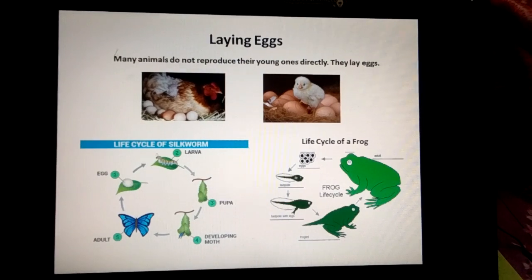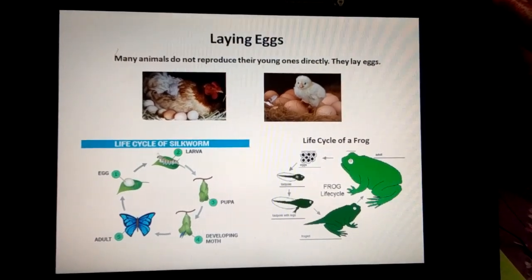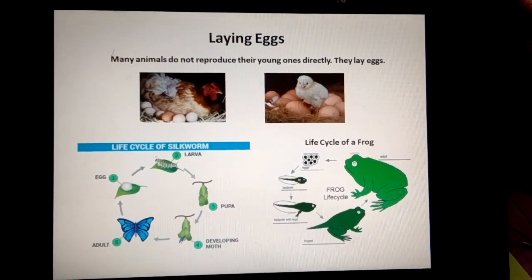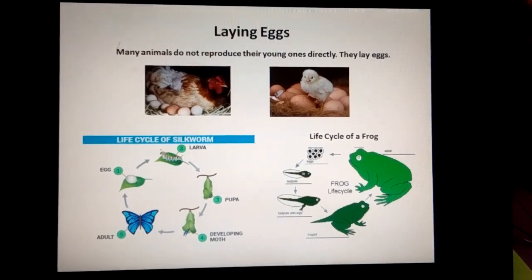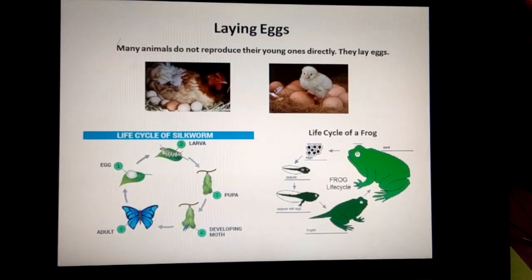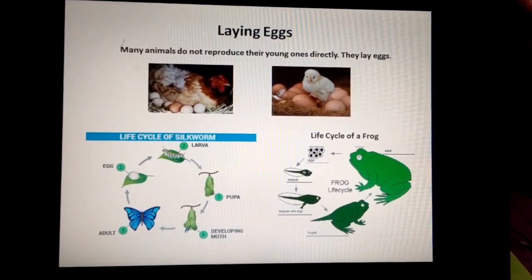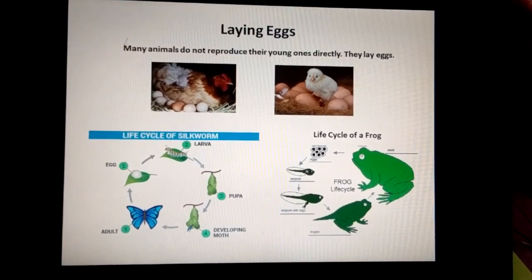Most snakes, lizards, insects, butterflies and frogs also lay eggs. The young ones hatch from the eggs. In the beginning, the young ones may look very different from the adult. As they grow, they begin to resemble their parents. Let us see some examples. See the picture of the life cycle of the silkworm.